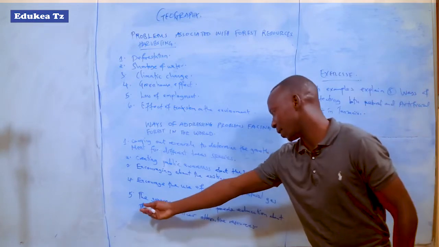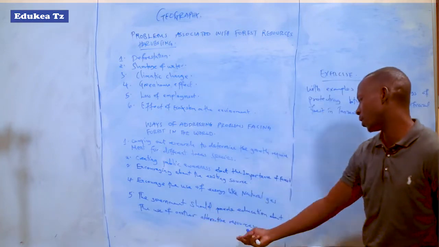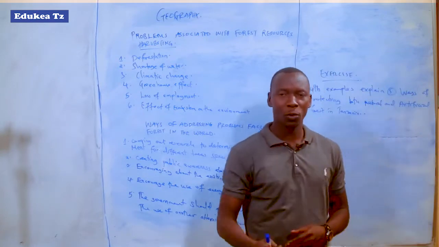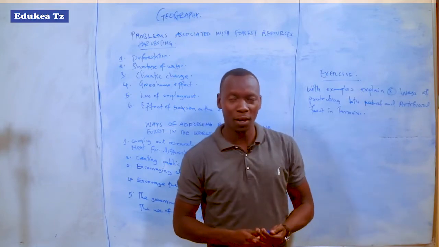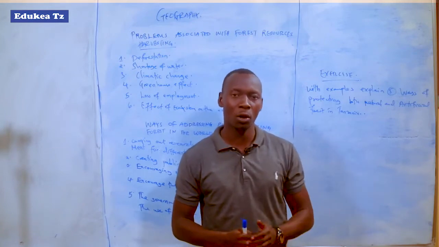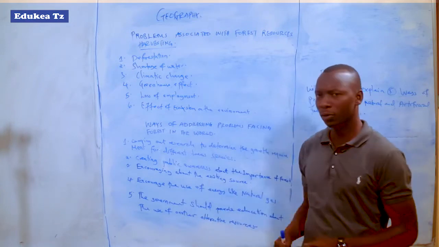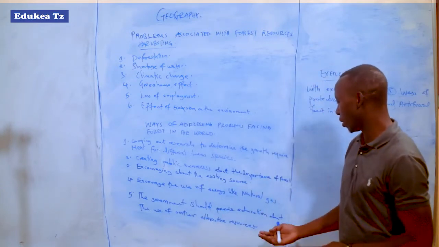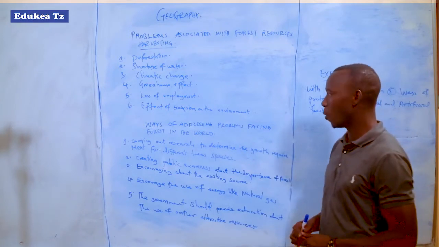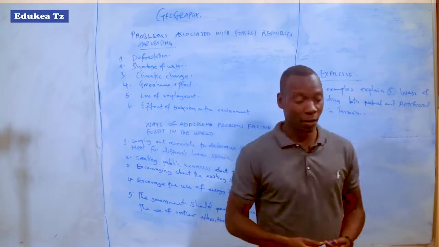The government should provide education about the use of alternative resources like natural gas and others. If the government educates people, they will not rely only on fuel produced from the forest, like charcoal and firewood. If people rely on other resources like natural gas, kerosene and other sources, the forest will be saved from the problem of disappearing from the surface.